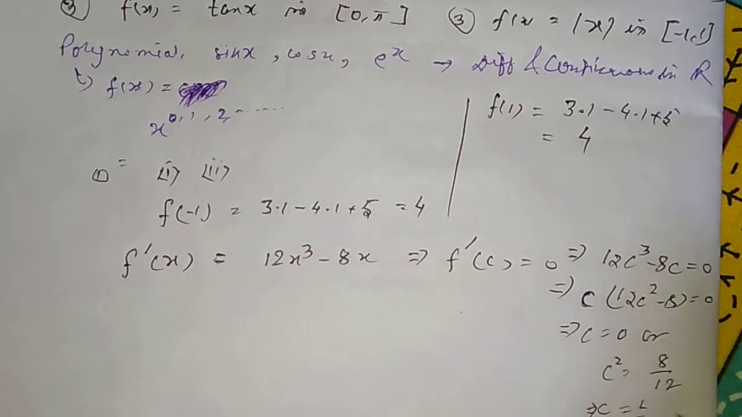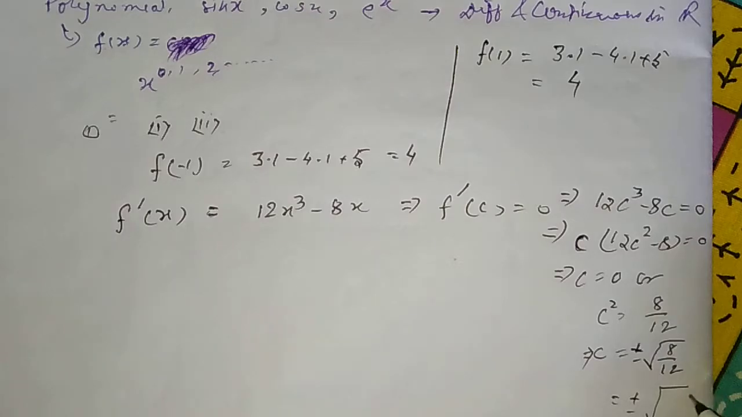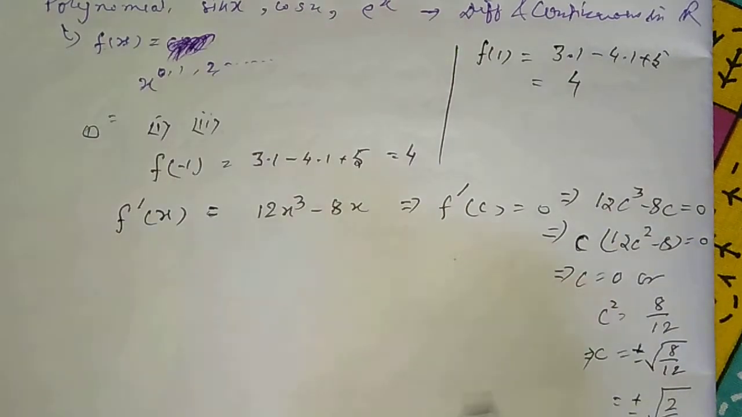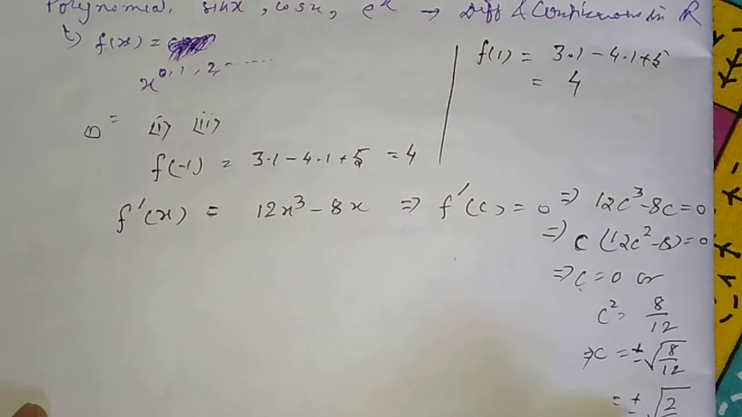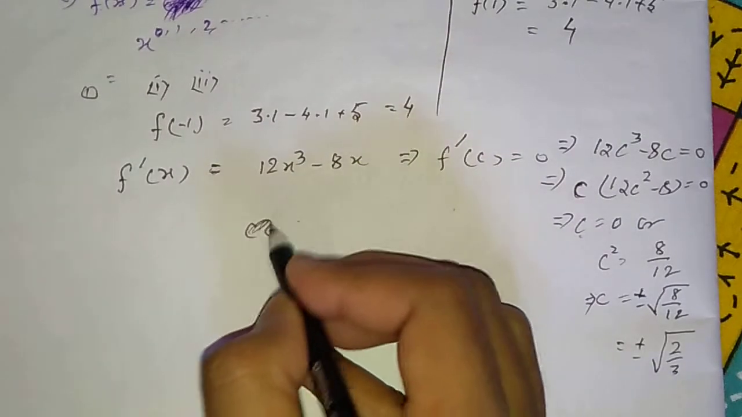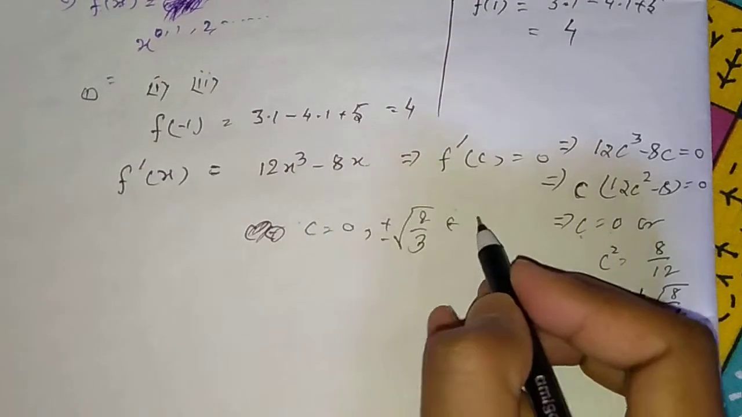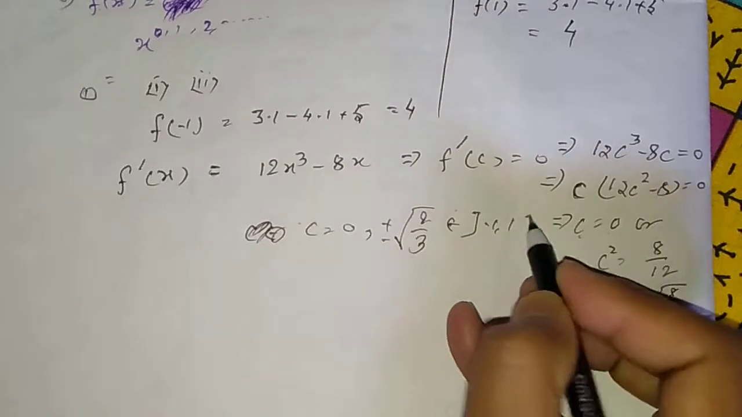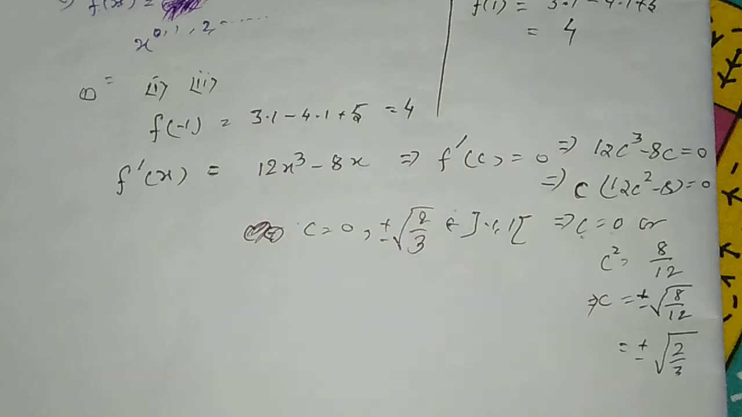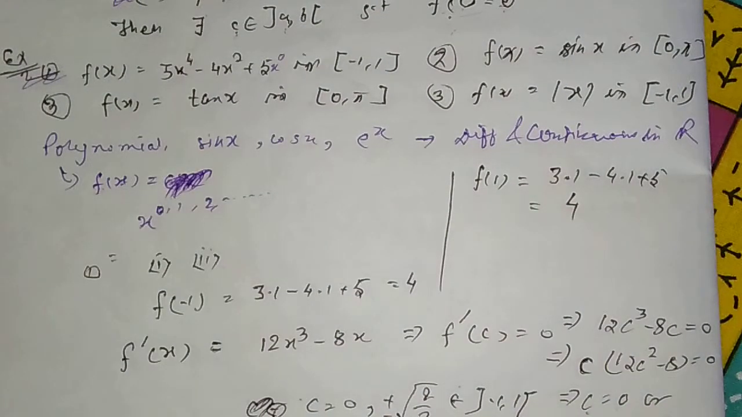So c is equal to 0, or c squared is equal to 8 by 12. This implies c is equal to plus minus root of 8 by 12, or equal to plus minus 2 by 3. So c is equal to 0 or c is equal to plus minus 2 by 3. Both these numbers belong to the open interval minus 1 to 1. So all the properties of Rolle's theorem are satisfied here, and example number 1 satisfies Rolle's theorem.